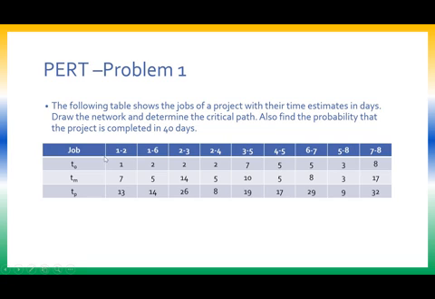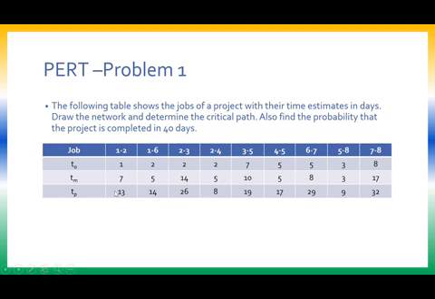So here, for every job, 1 to 2, 1 to 6, 2 to 3, 2 to 4, 3 to 5, 4 to 5, 6 to 7, 5 to 8, and 7 to 8, they have given us three time estimates. One is the optimistic time, the most likely time, and the pessimistic time. So obviously you know that optimistic time will be less than or equal to most likely time, which will be less than or equal to pessimistic time.